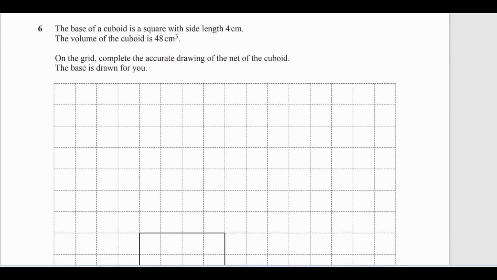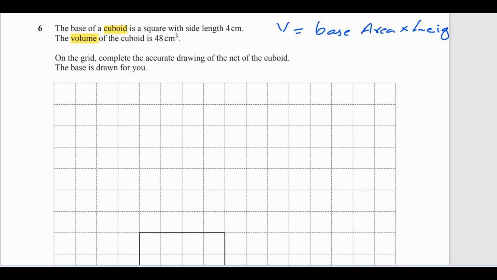Let's move on to the next question. Question number 6: the base of a cuboid is a square with side length 4 cm. Find the volume of the cuboid. First of all, the keyword is cuboid. Now what is the formula for the volume of a cuboid? The volume formula for all shapes is: volume is equal to base area into height. Any 3D shape you have, it is base area into height. Now in this case, what is the base that you have?